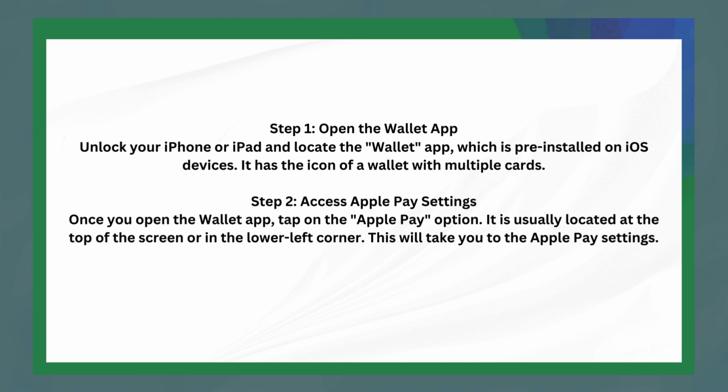The next step is to access Apple Pay settings. Once you have opened the Wallet app, tap on the Apple Pay option. It is usually located at the top of the screen or in the lower left corner. This will take you to the Apple Pay settings.